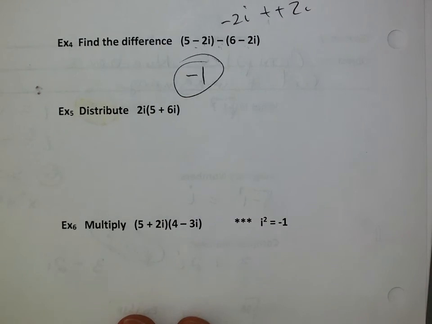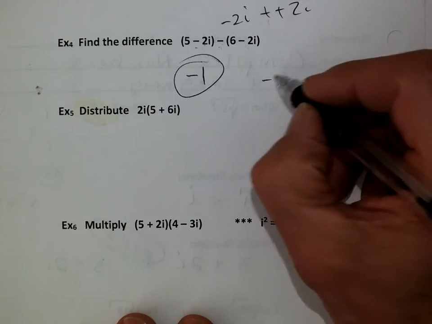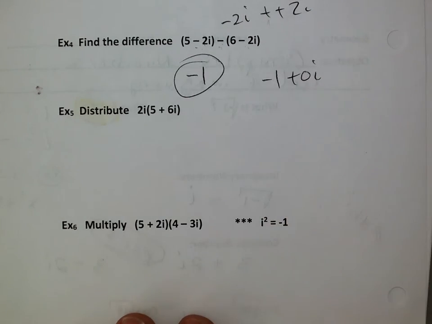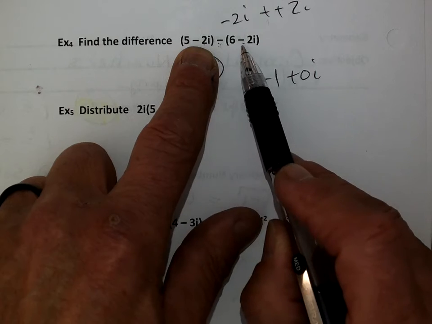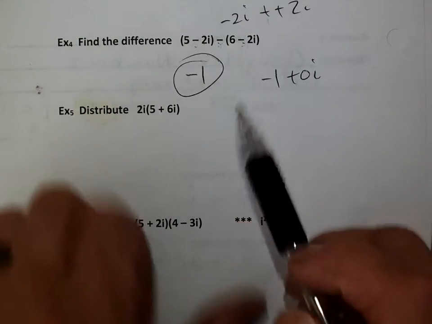You could put 0i, but that'd be silly, wouldn't it? You could say negative 1 plus 0i, but that'd be silly, right? So here's the trick. Minus a minus, right? I'm going to subtract a negative 2. So I'm going to subtract negative 2, okay?